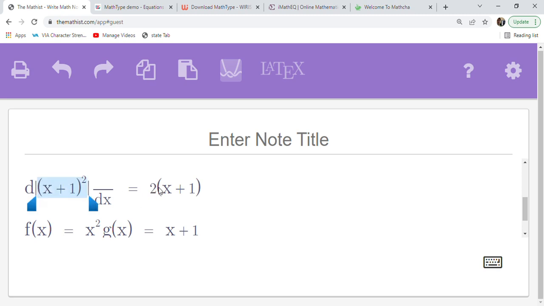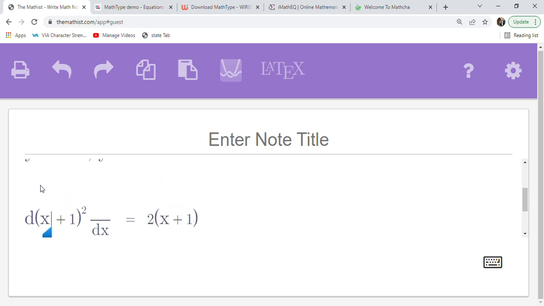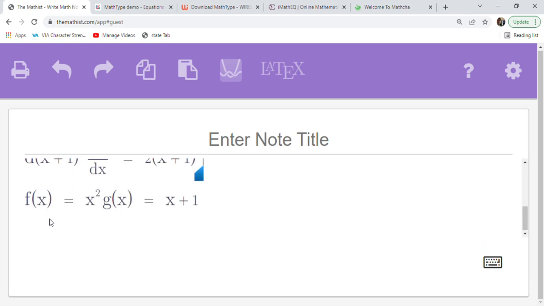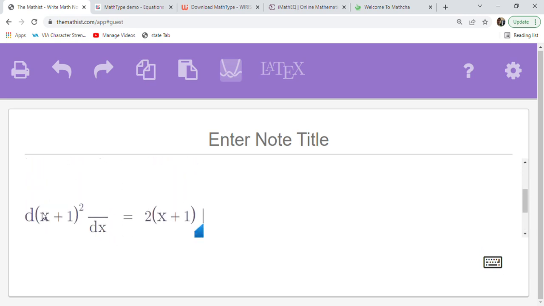Believe it or not, I believe we're done here, because we have the derivative of what's inside. Then we need to multiply this by, according to our chain rule, the derivative of x plus 1, which is just 1. So we multiply this by 1, and that's what we get, which is equal to 2x plus 2.